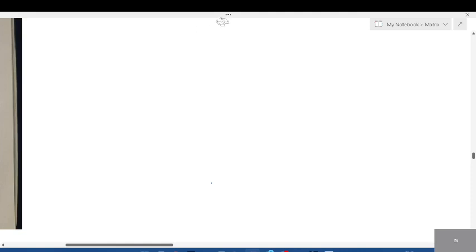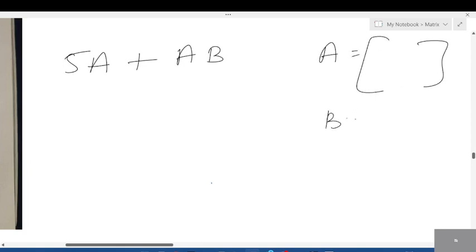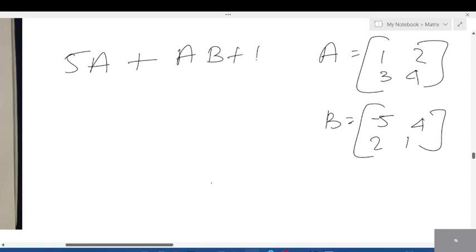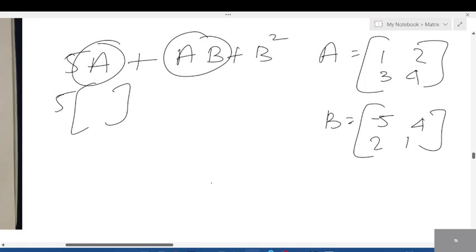Now look at the difference. 5a plus a into b. They'll give you a value for the A matrix and a value for the B matrix: 1, 2, 3, 4, minus 5, 4, 2, 1. So we know how to multiply, students. If a square or plus b square is given, all of you know how to multiply, right? First you take 5, write the matrix. Is any element value missing here? All the matrices, A and B, are given.